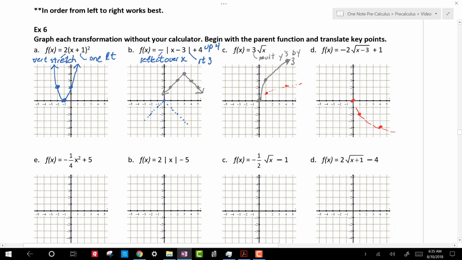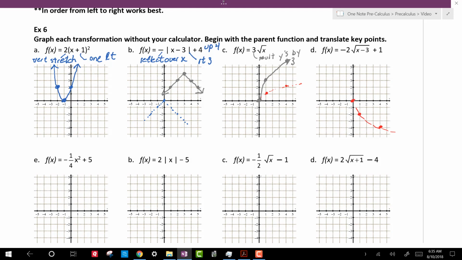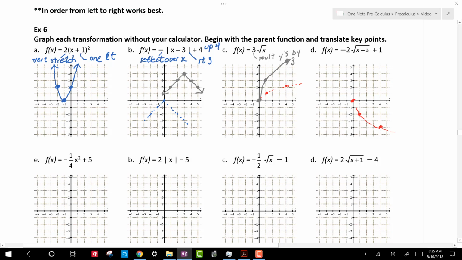Now I need to shift it to the right 3 and up 1. Alright, so let's do that. I'm going to start with my first point to the right 3 and up 1. My next point to the right 3 and up 1. And my last point to the right 3, and I'm just going to estimate and up 1. There's my transformed graph, just like that. Alright?